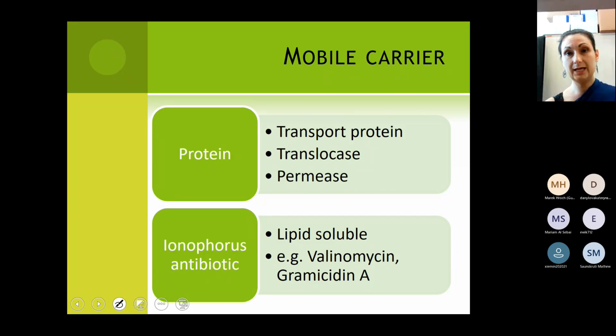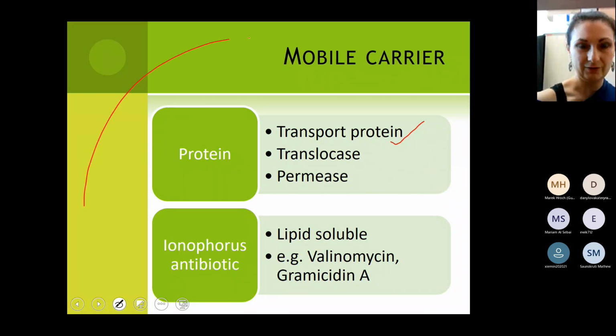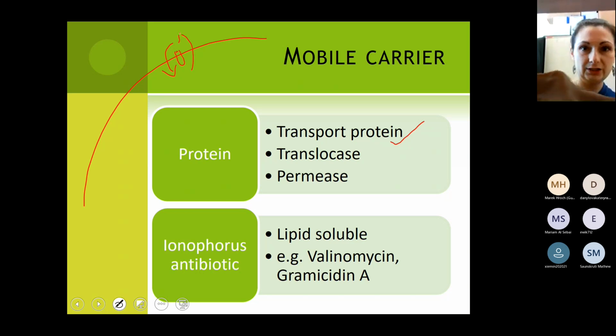What can we say about the mobile carrier? From the chemical point of view, it's usually a protein or an ionophore antibiotic. In the first case, if it is a protein, it's usually a transport protein, translocase or permease. So we have a membrane, I will draw it again, and in the membrane there are some proteins. The proteins can transport the chemicals from one side to the other, and the way they transport them is called translocase.